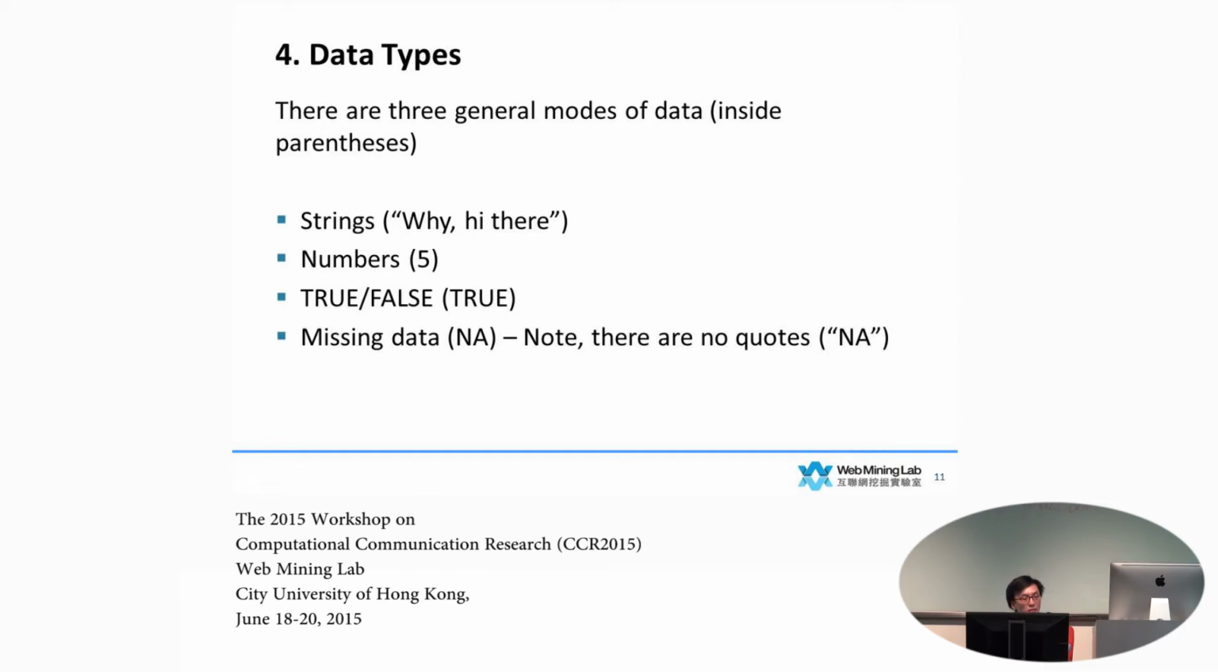And the third one we commonly use is logic variables. For example, there are two predefined values in the logic variables. They mean true and false. True means true.